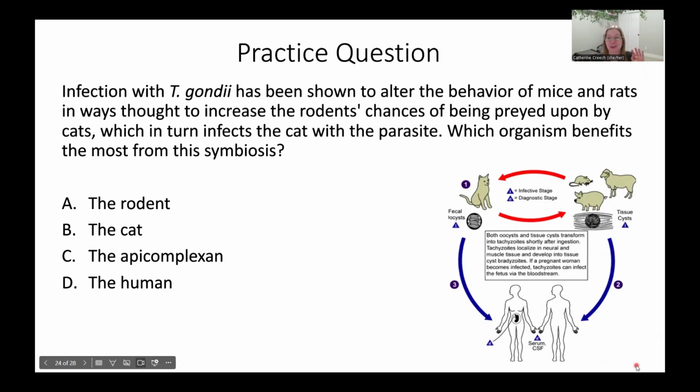But what's the question? The question is, infection with this apicomplexan is shown to alter the behavior of mice and rats in ways thought to increase the rodent's chance of being preyed upon by cats, which in turn infects the cat with the parasite. Which organism benefits most from this symbiosis? It is the apicomplexan.